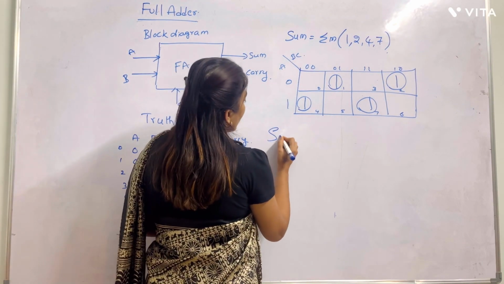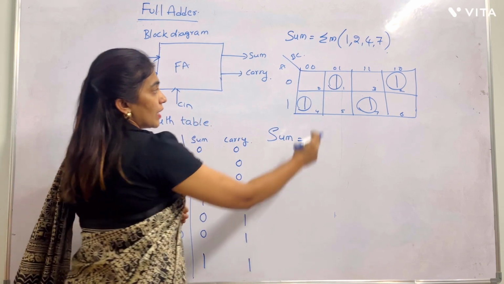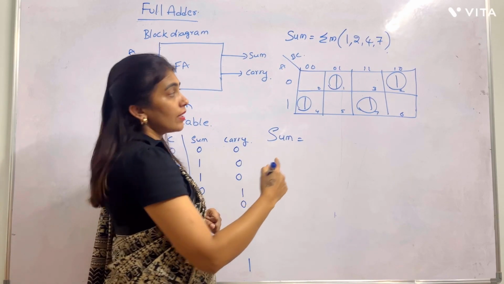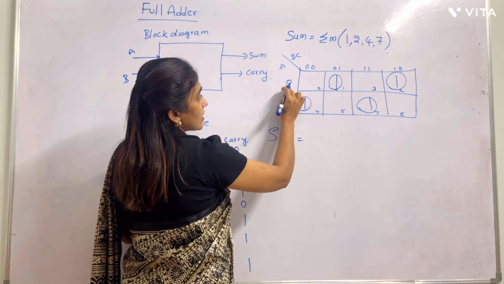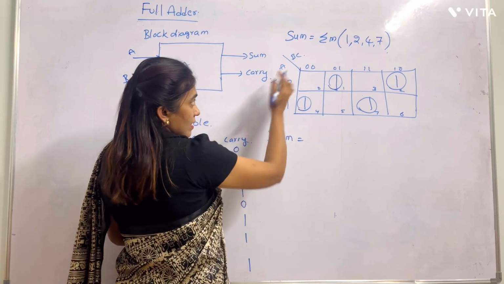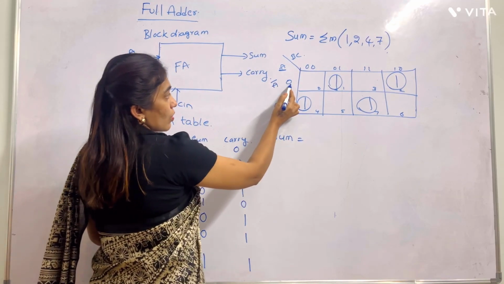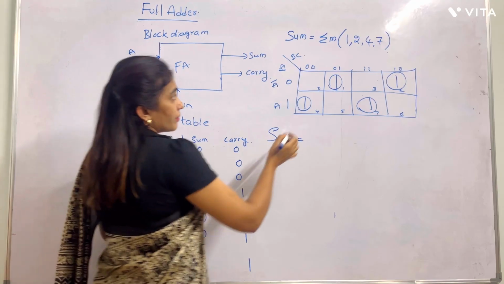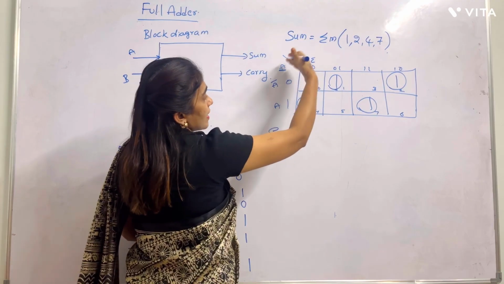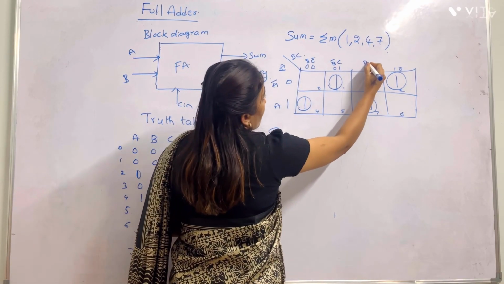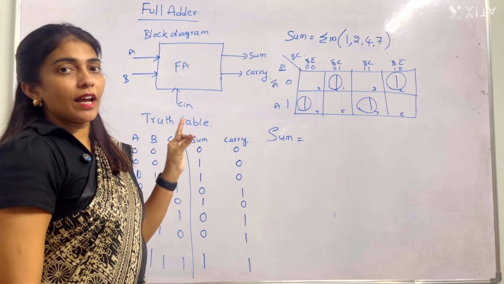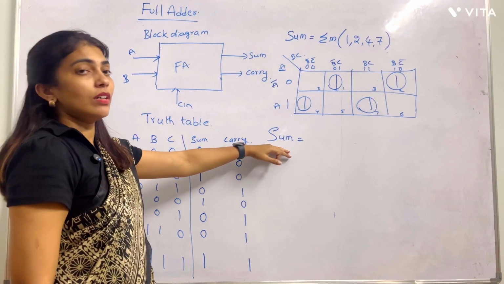Then write the equation for sum. For the first min term, you have to check the row and column. For this min term, the row answer is A, 0 means A bar, 1 means A. Next, the column side BC: B bar C bar, B bar C, BC, B C bar. You have to write each and every min term location. That is the equation for sum.